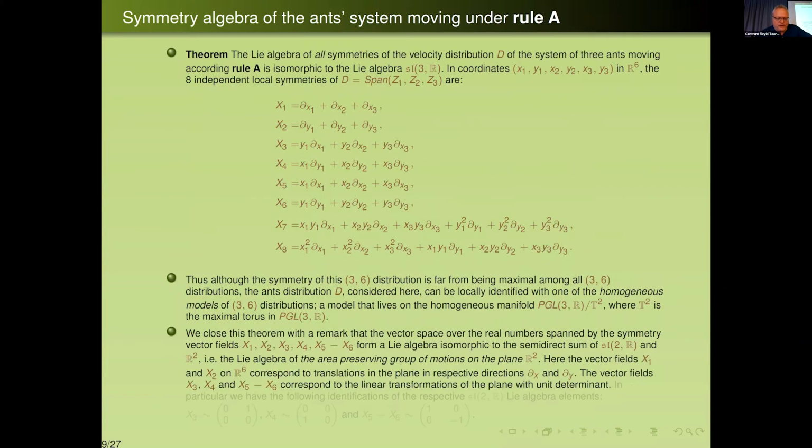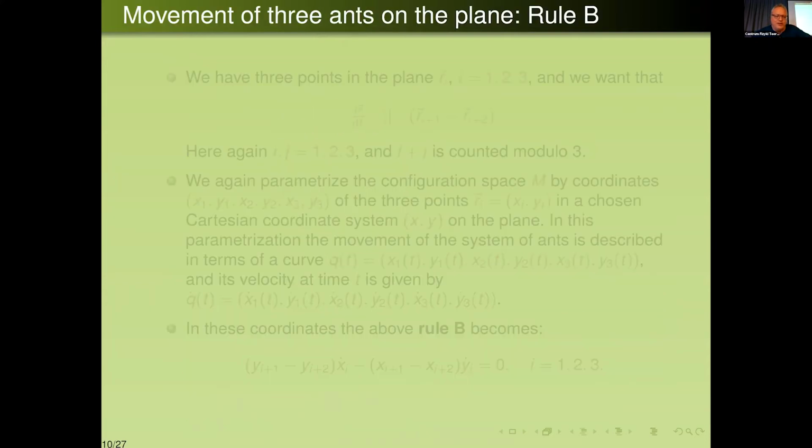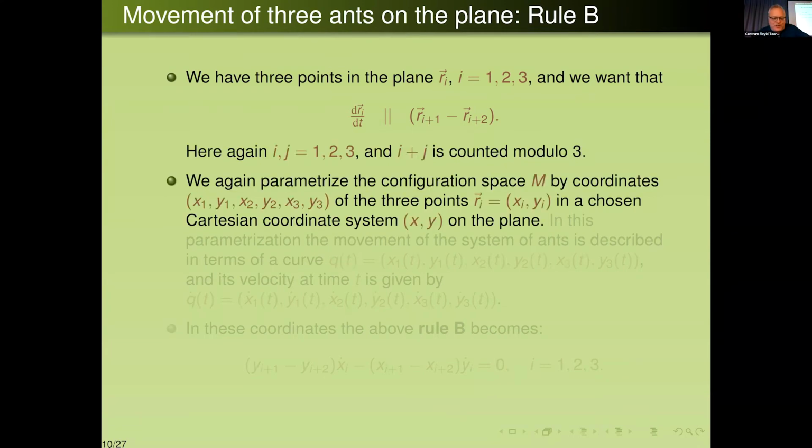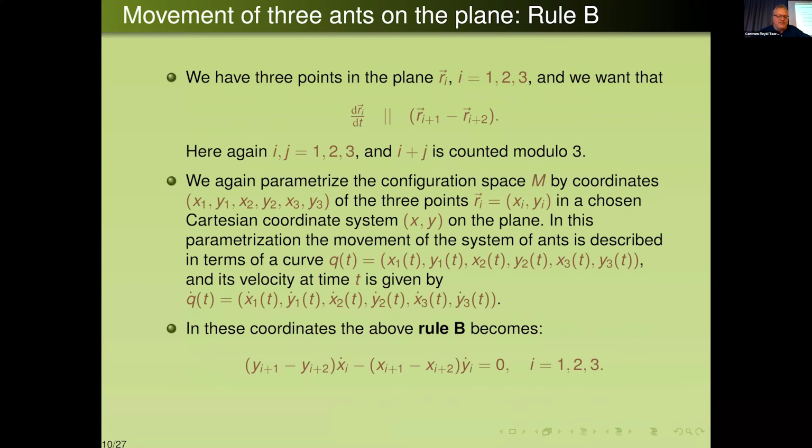And I want to pass to the next one, which I believed was the same, but it's not. It's actually not. So our configuration space is essentially the same. We are in R^6, but now the rule has changed. I don't know if you remember what I had before. I had here i+1, i-1, and now it's i+1, i+2. Not very much difference, right? And then if you do the same, these 3 equations define the non-holonomic constraint.